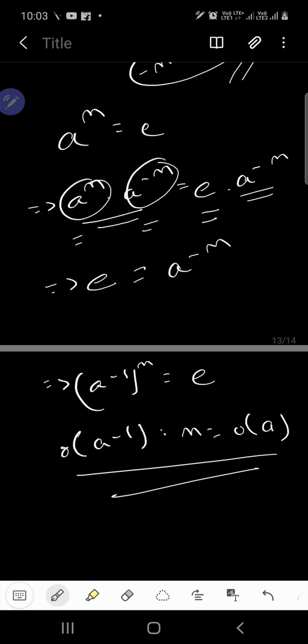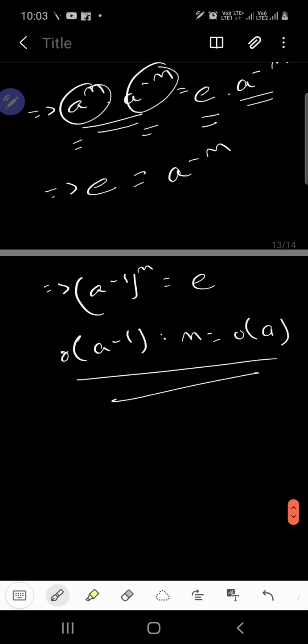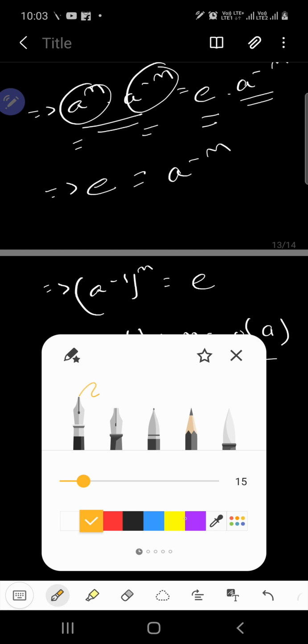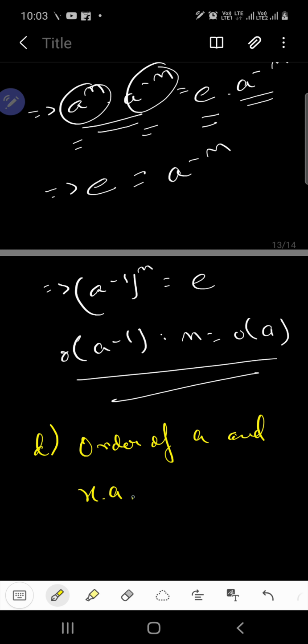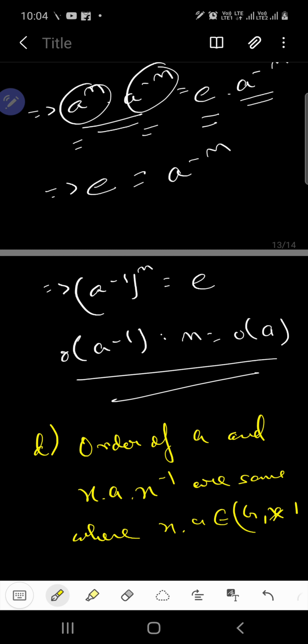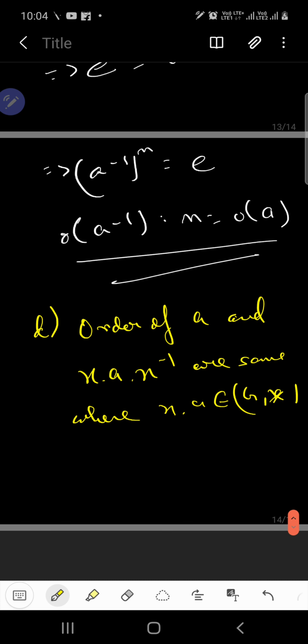Okay. So the next point says that there are a number of properties of this order, and you need to just go through these. So next we have that the order of a and x times a times x inverse are the same, where x and a both belong to the group G star. Okay. So how is this true?